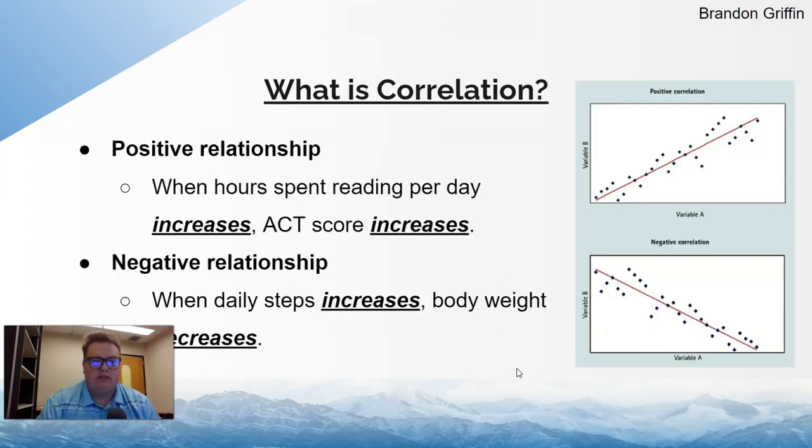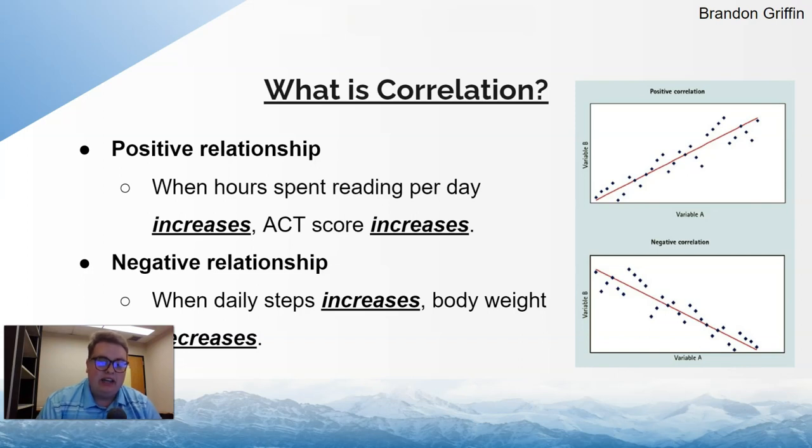So first off, an example of a positive relationship would be when hours spent reading per day increases, the ACT score increases as well. And that makes sense. When you're reading, you're using your brain, you're doing something that's more academic oriented. It's just going to make sense that your ACT score increases. And the data between hours spent reading and your ACT score shows that there is a positive relationship between reading per day and ACT score.